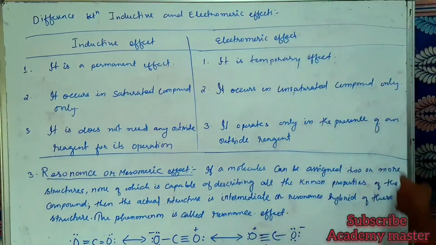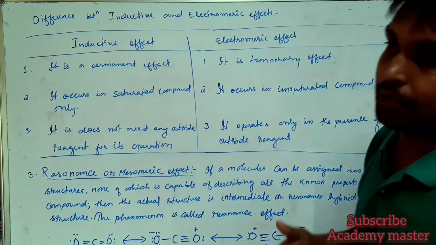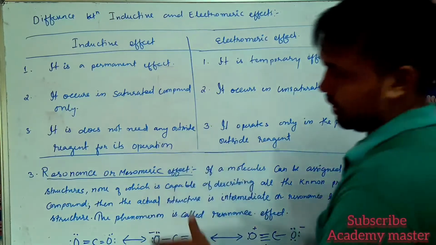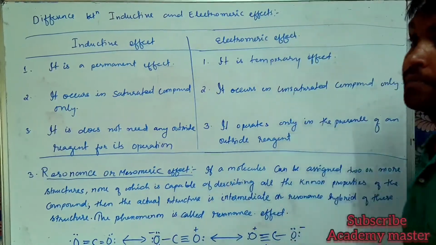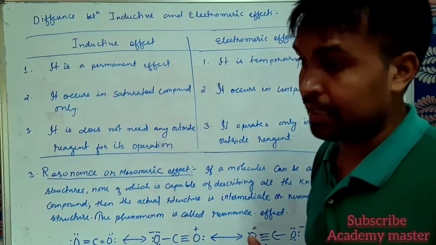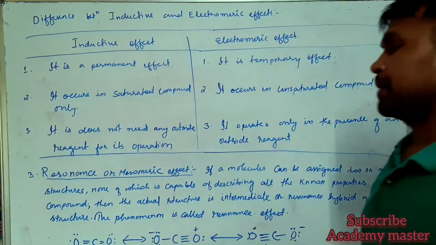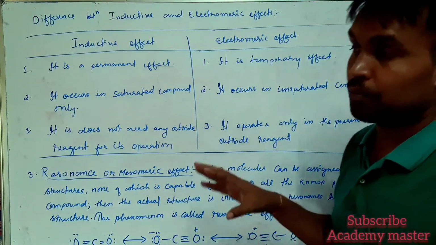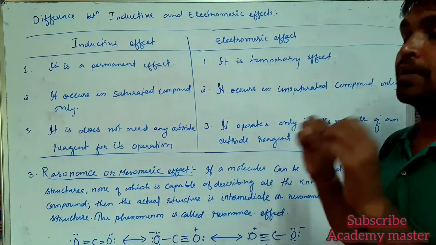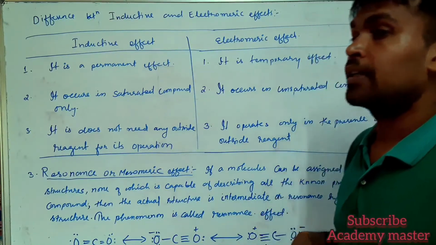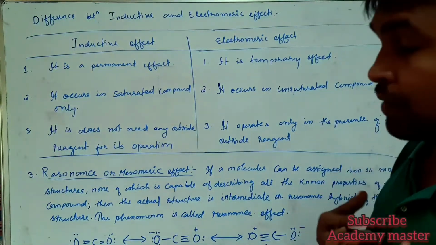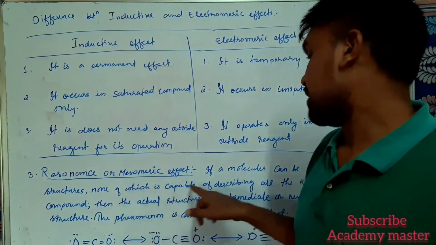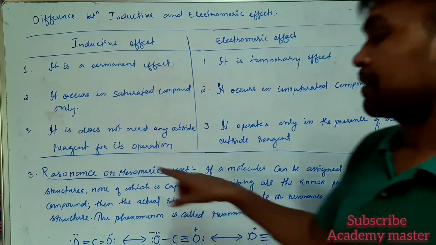If a molecule can be assigned two or more structures, the molecule can be carbon dioxide, H2O, anything, none of which is capable of describing all the known properties. Suppose we have assigned two structures to carbon dioxide, but neither structure can give the complete properties of that carbon dioxide, none of which is capable of describing all the known properties of the compound.